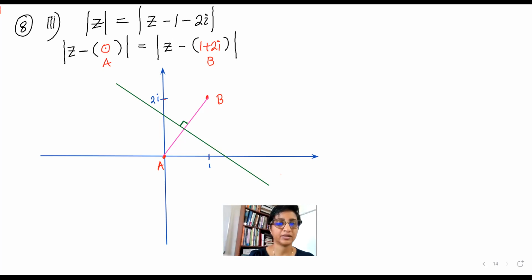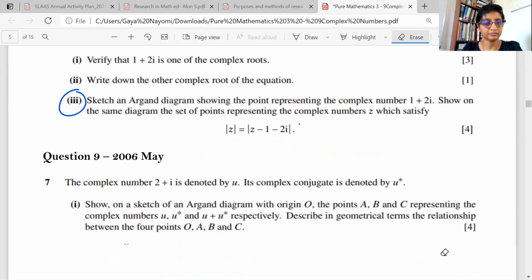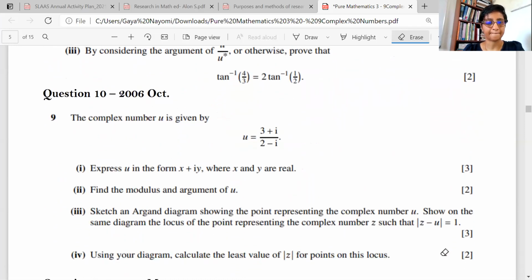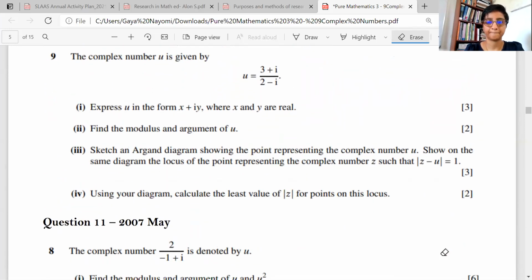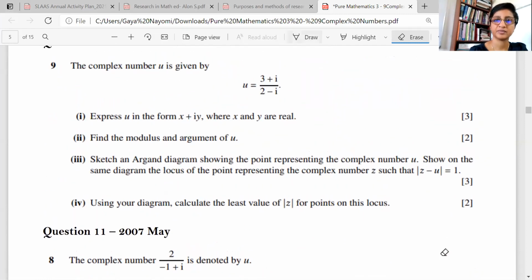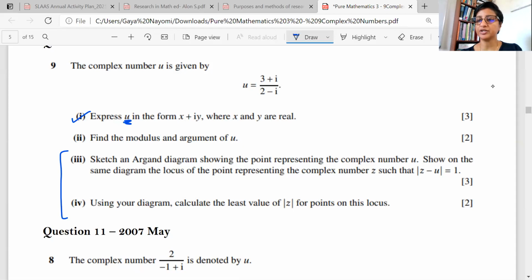That's okay. Let's look at another one. Shall we do these two? We have a similar thing there: using your diagram, calculate the least value of modulus of z for points on this locus. But you have to do the first part because you need u. Can someone quickly find u and let us know?